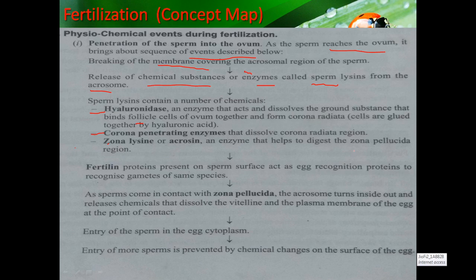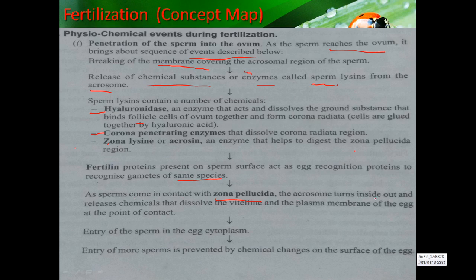Fertilin protein present on the sperm surface acts as an egg recognition protein to recognize the gamete of the same species. So here we say that fertilization is species specific, which was put forth by F. R. Lillie. As the acrosome comes in contact with the zona pellucida, जब ये एक्रोसोम जोना पेल्यूसाइडा को कांटेक्ट में जाता है तब क्या होता है?